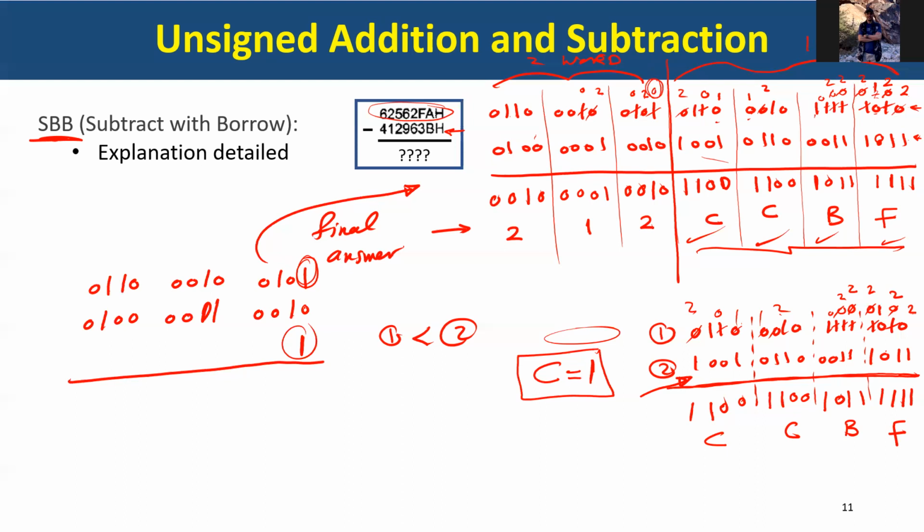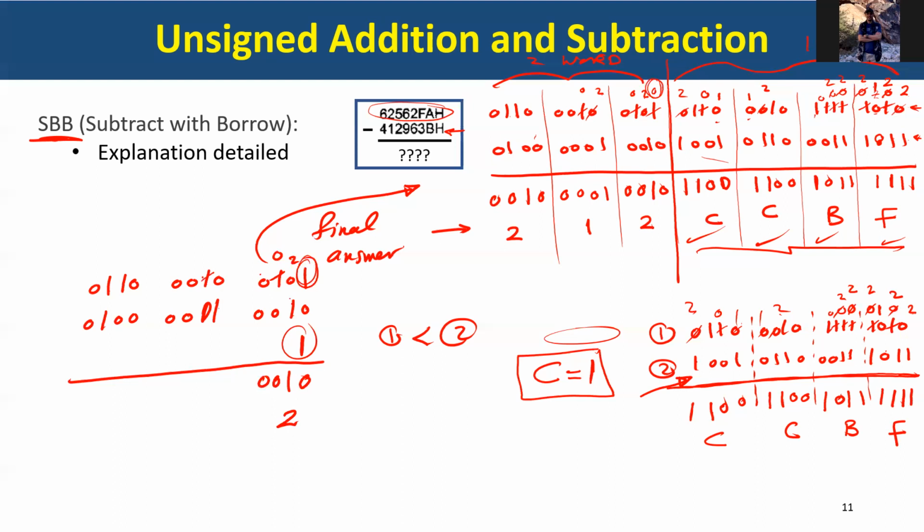So 1 minus 0 is 1, and then 1 minus 1 is 0. 0 minus 1 can't happen, so we're gonna borrow that guy. That guy will be 2. 2 minus 1 is 1. 0 minus 0 is 0. 0 minus 0 is 0. This is 2.